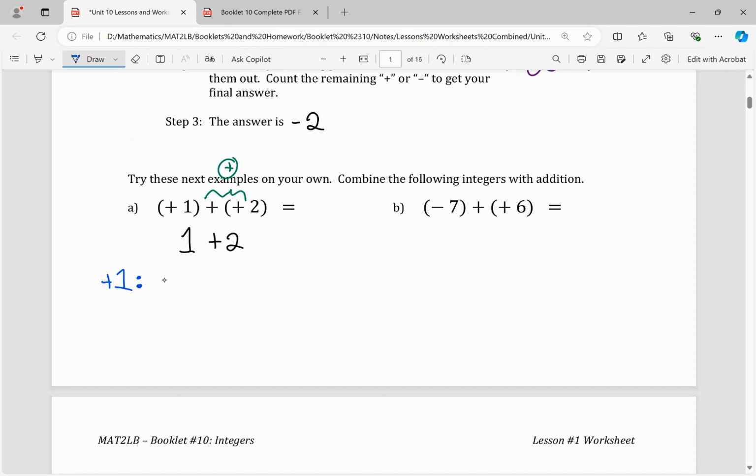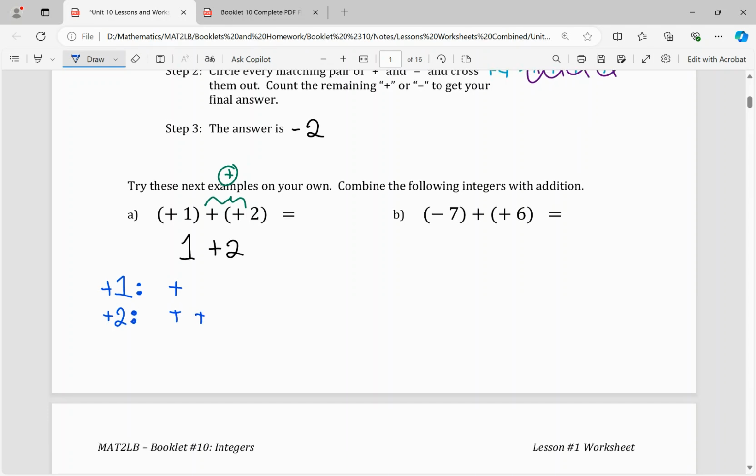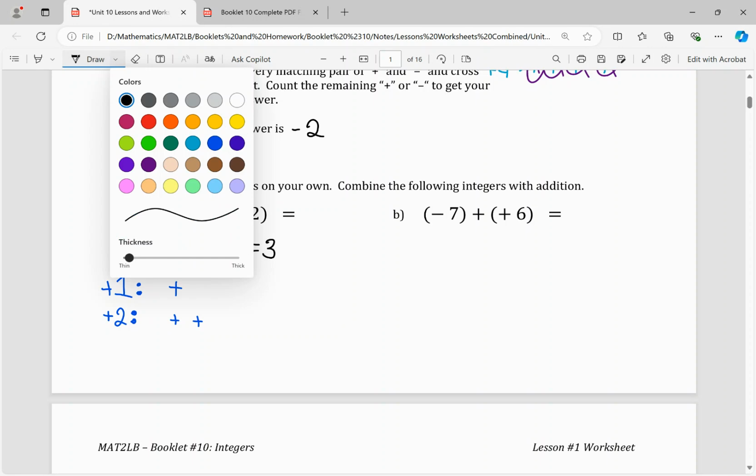So we have a positive 1. So I'm just going to write 1 plus sign. And we have a positive 2. So I'm going to write 2 plus signs. Now there's nothing to cancel out here, so don't group them together. The answer is simply that we have 3 plus signs, so the answer is 3, right? Again, a really complicated way of just saying 1 plus 2 is 3, but I promise you we're practicing this for good reason.